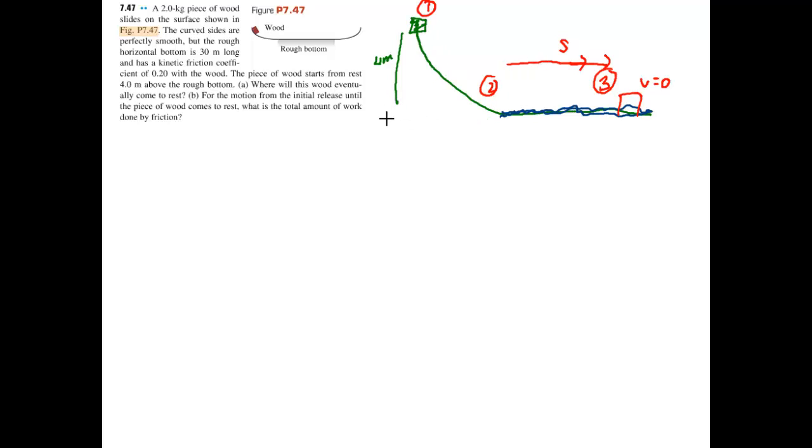Between point 1 and point 2, there is no friction. So I can use conservation of energy and say the energy at 1 must be equal to the energy at 2. If I define my 0 point to be right there, just at the bottom of the ramp, then at point 1, all I have is potential energy. It says the block's initially at rest, so my kinetic energy is equal to 0. At point 2, all I have is kinetic energy. I have no potential energy because I've defined that to be my 0 point.